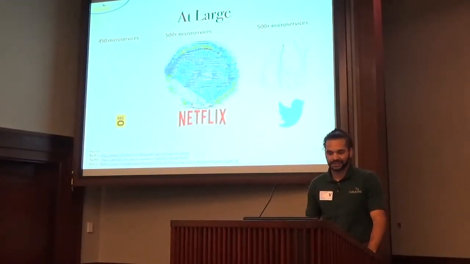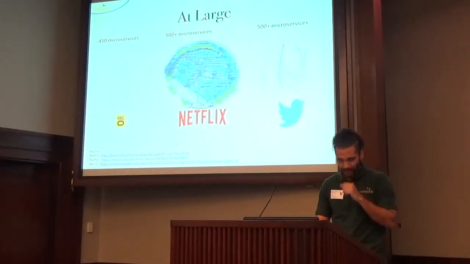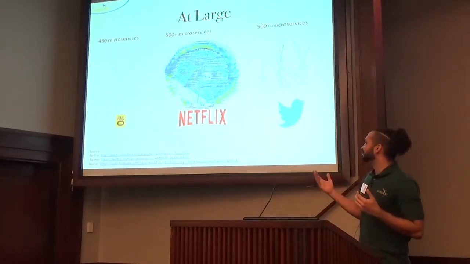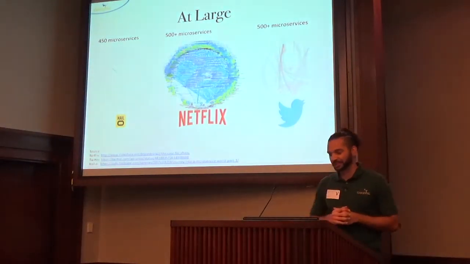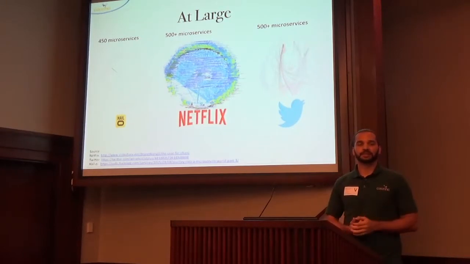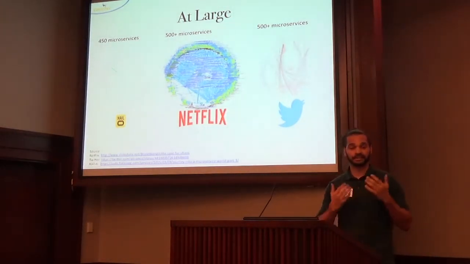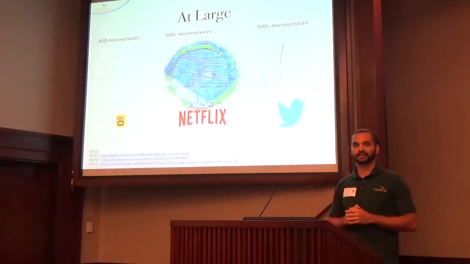But when we look at scale at large, what do we really see? Well, we see these sort of Death Stars, right? We see Hail 450 microservices, Netflix and growing, Twitter is large and growing. And if you have a very large DevOps team and you're paying top dollar for your engineers, then I think you can afford to be a Netflix and a Twitter and maintain these architectures out there.